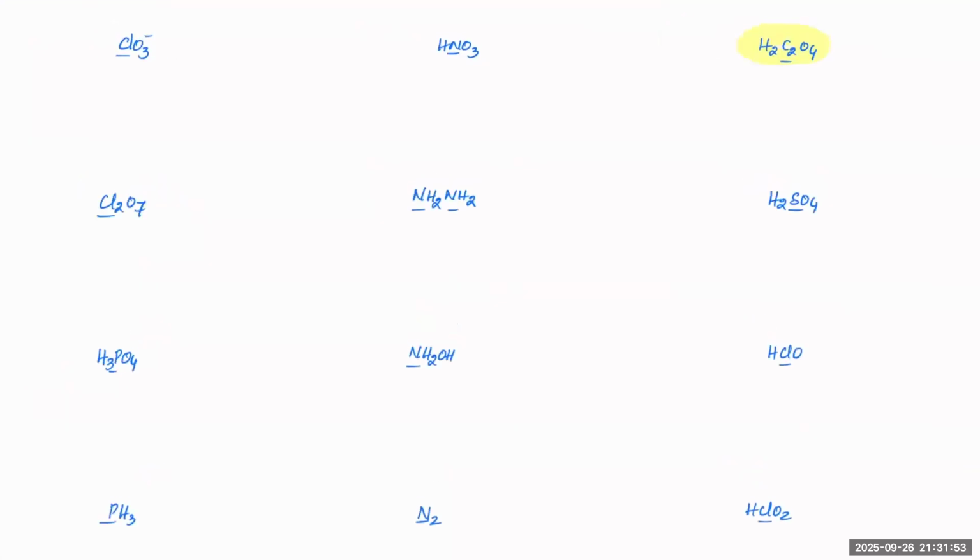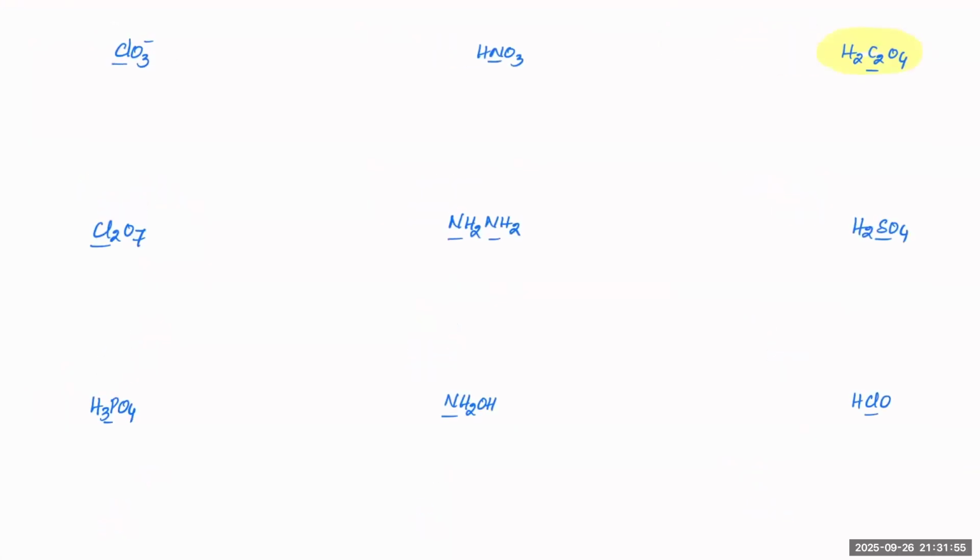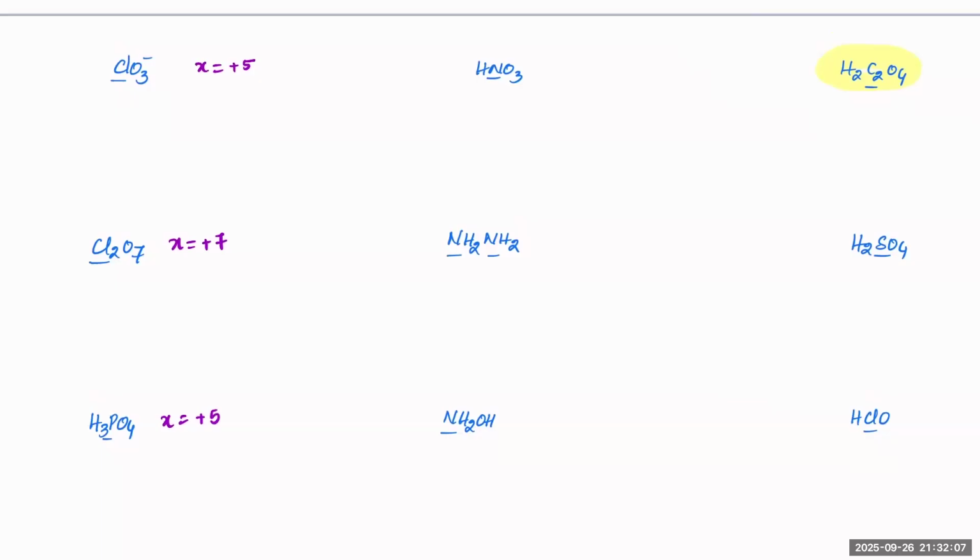Check the next row once quickly. This one also we worked out. X we found as plus 5. This also we worked out. X is plus 7. This also we worked out as phosphate, where x is equal to plus 5. This also we worked out. X is equal to plus 5.